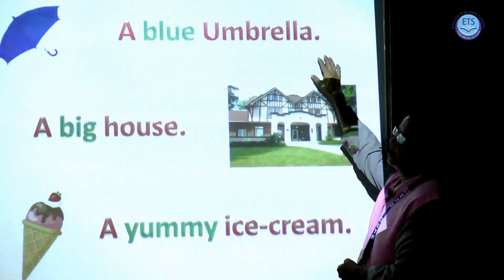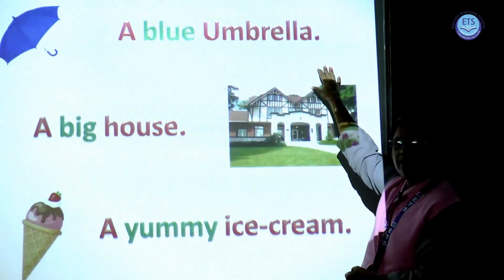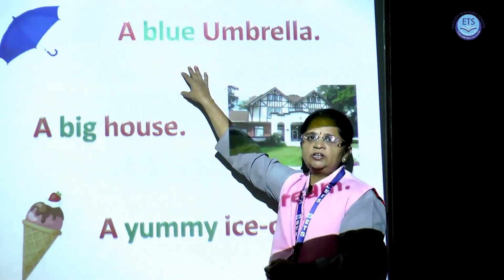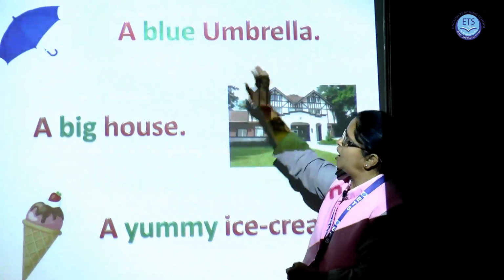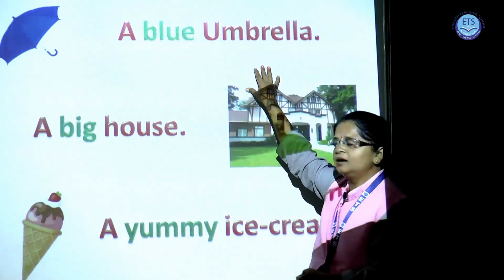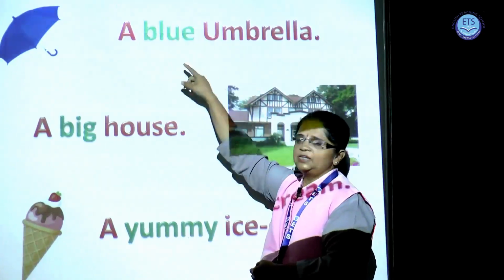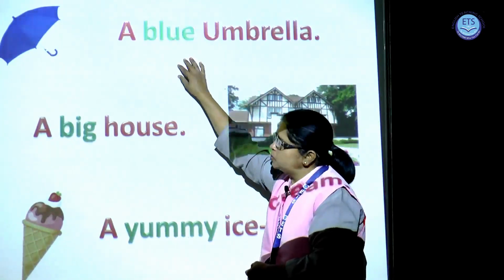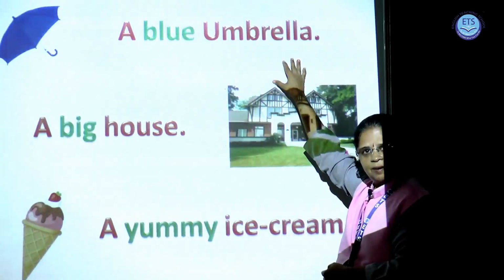A blue umbrella. Here again the color of the umbrella is blue. Children, you have seen many umbrellas of different colors, but again here they are talking about a special umbrella which is blue in color. So, here blue becomes an adjective because blue tells us something more about the umbrella.